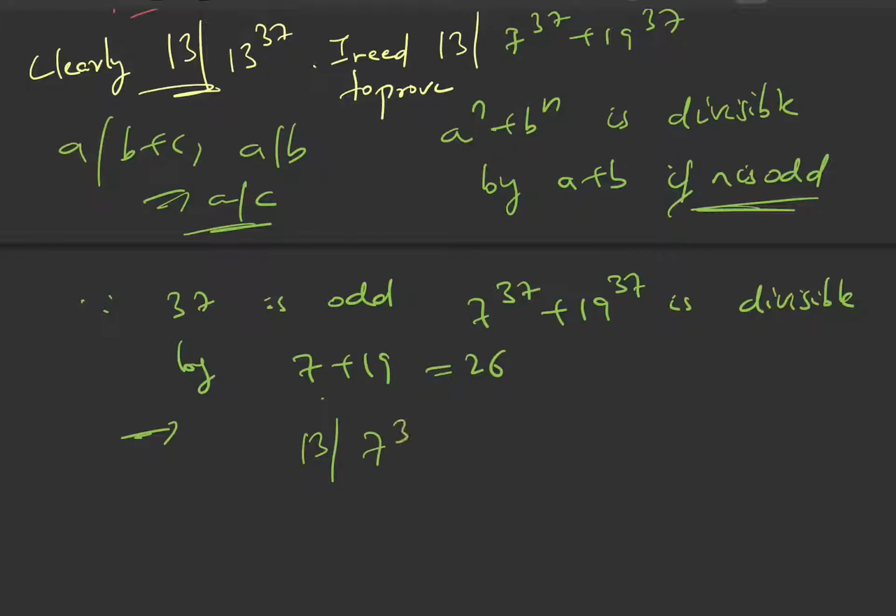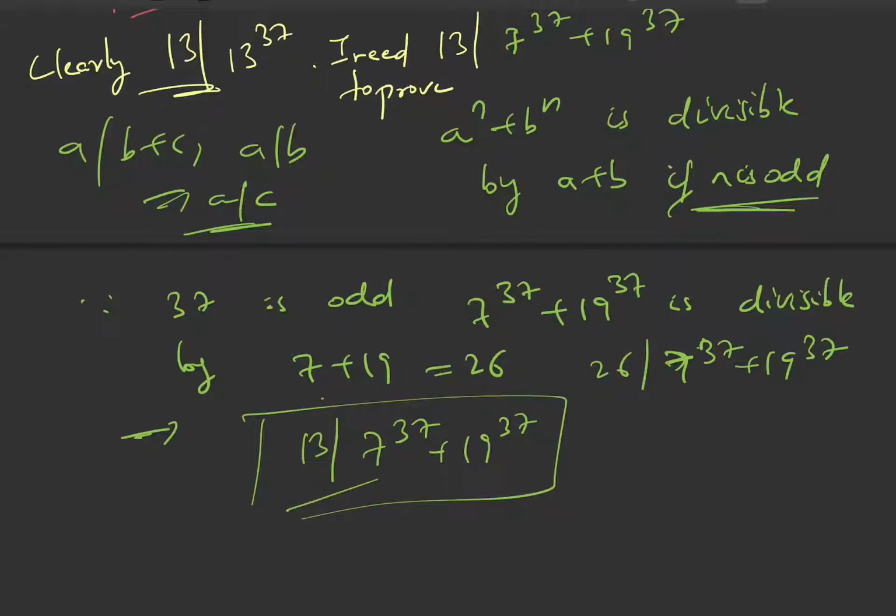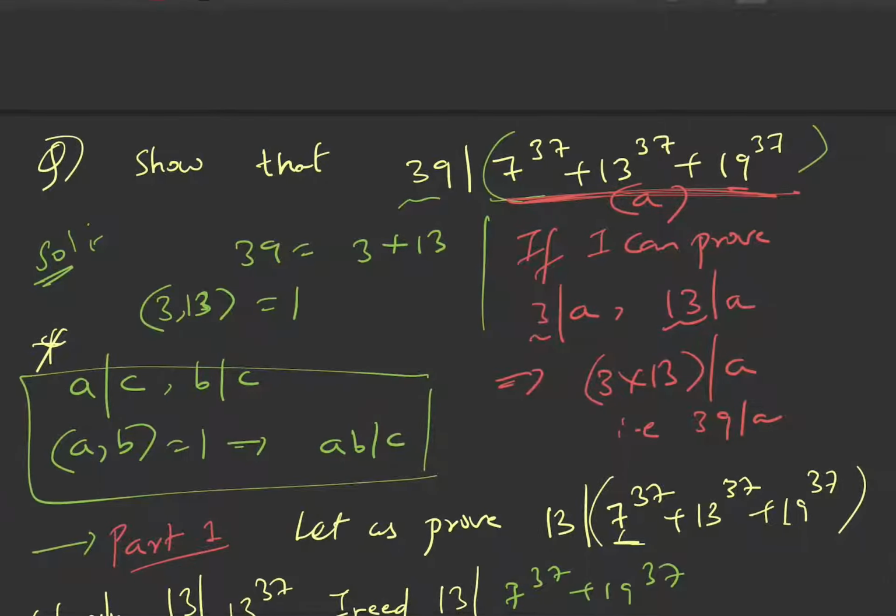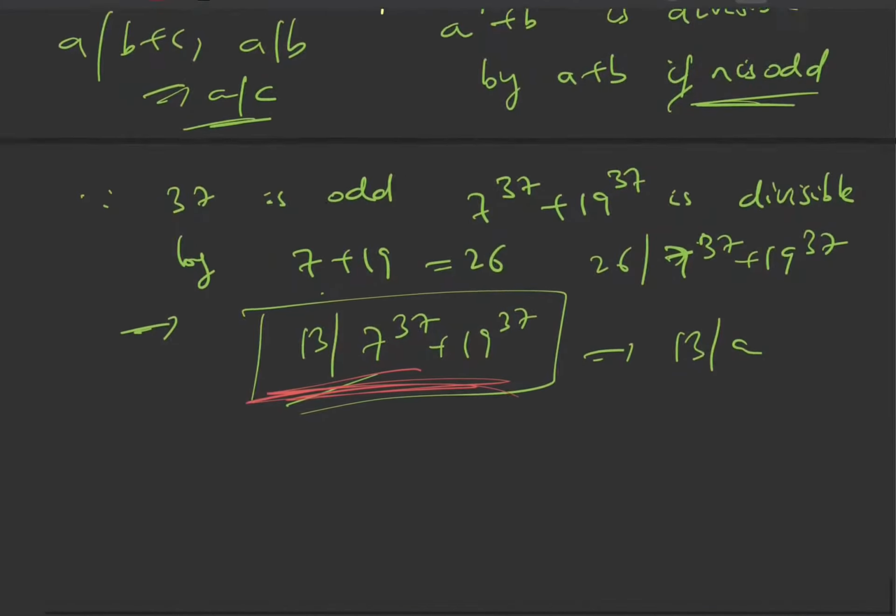13 also divides 7 power 37 plus 19 power 37, because 26 divides it. If 26 is a factor, then 13 is definitely a factor, isn't it? So the first part is proved. This divides this, and 13 clearly divides this. So I can say 13 divides A from this and this, isn't it? A is nothing but this entire expression.